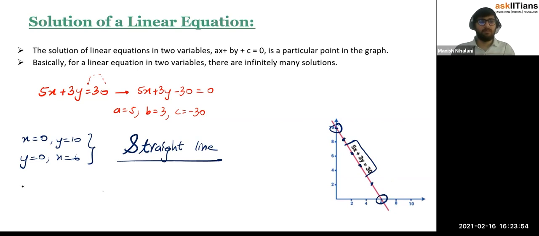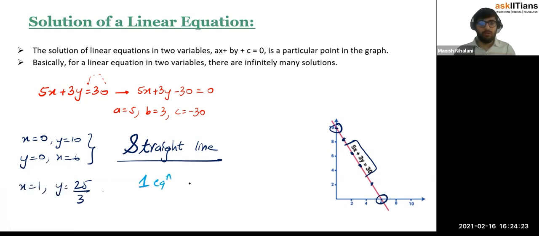For example, if someone says x is equal to 1, what will be the value of y when you put x equal to 1? You will get y is equal to 25 upon 3, right? So this is also a solution of the equation. So in that case, you would say one equation in two variables will have infinitely many solutions.